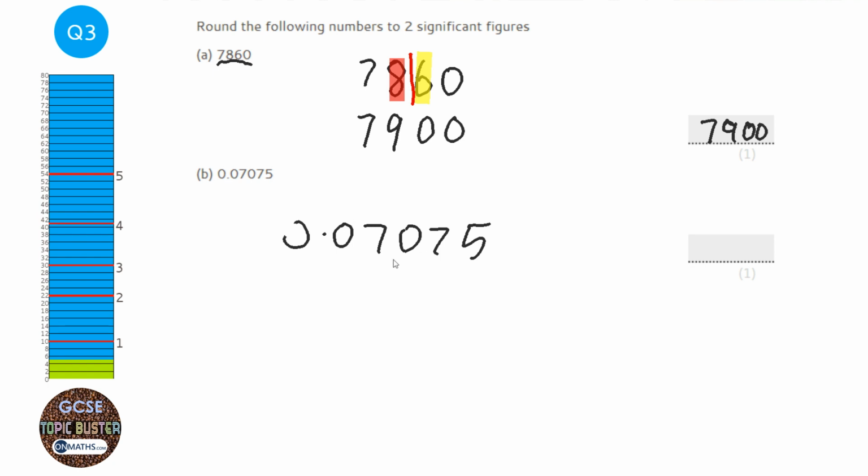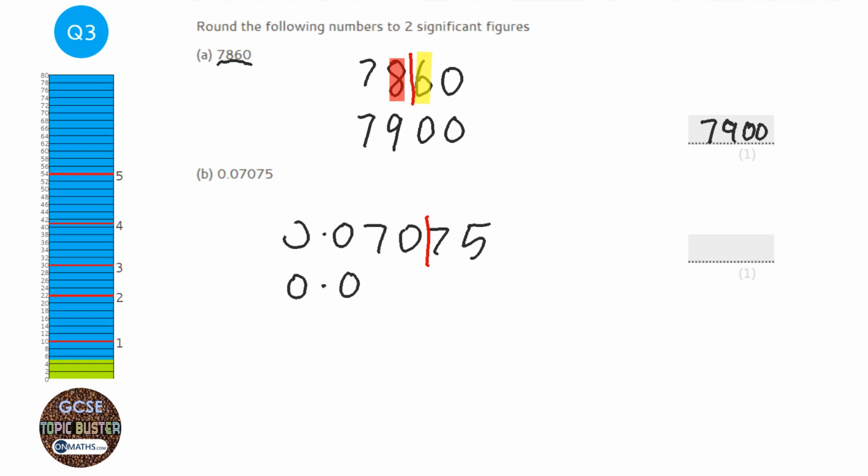We're going to do 1, 2. So we're going to put a line down there. Now notice I did count the second 0, or the third 0 I should say. It's until you hit a number, then you start counting whether it's a 0 or not. So we're going to copy down the 0.0.